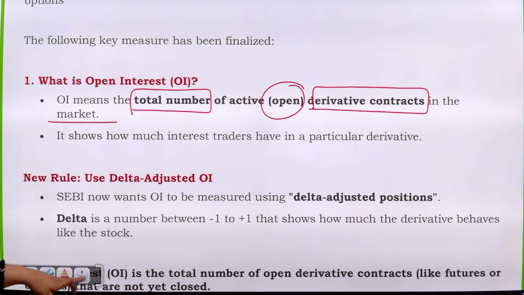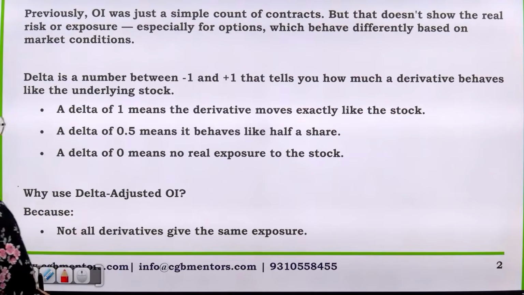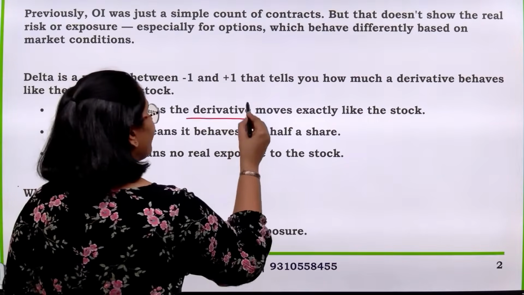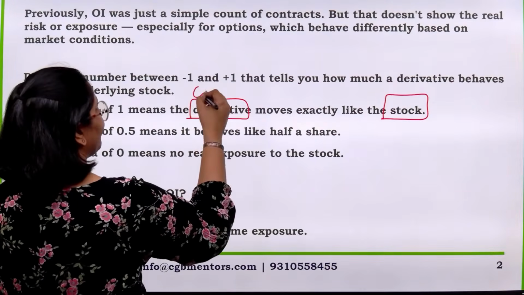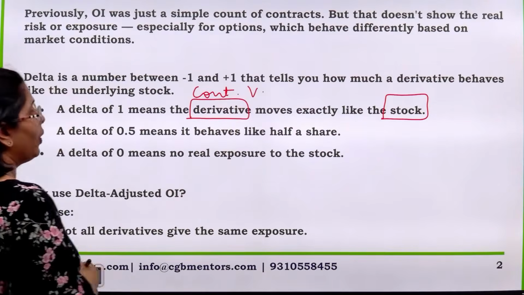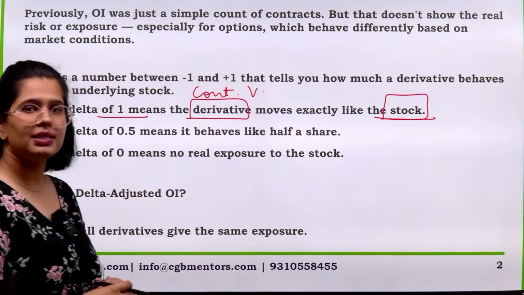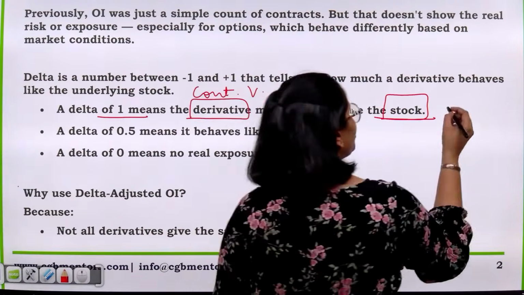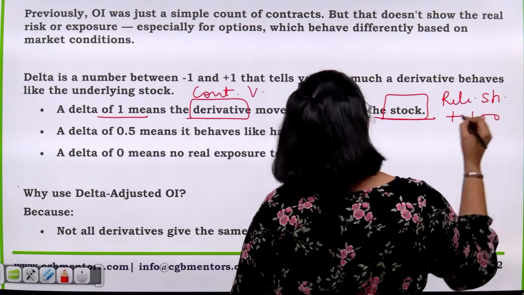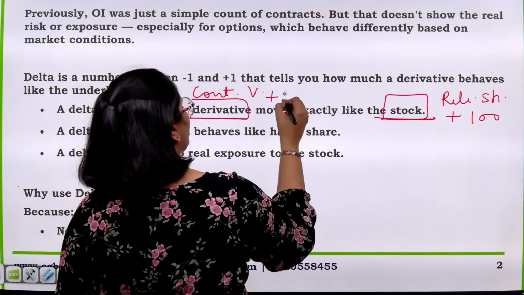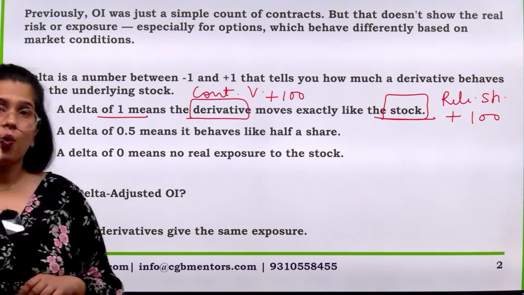Okay, now new rule they are saying, देखो, there is a term called as delta. Delta means how the derivative will move if the stock price will move. What is derivative contract value? Will it increase in a similar manner as if the stock price is increasing or decreasing? Suppose Reliance share increases by 100. So derivative contract value has also increased in a similar percentage. So over here we will say delta is 1.